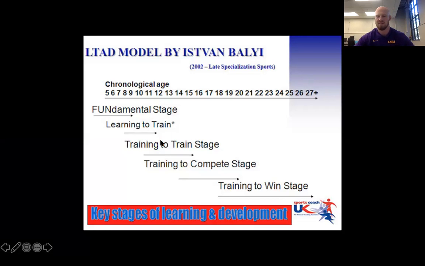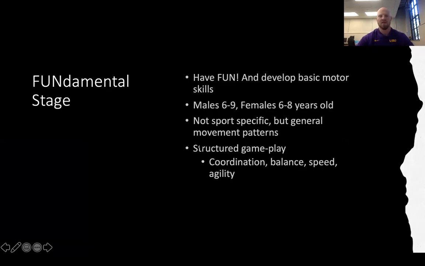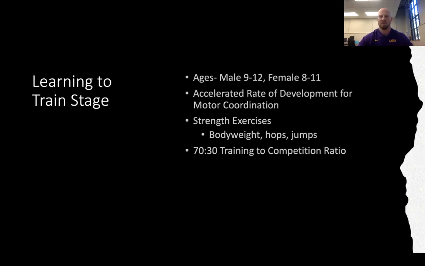It's a little different, obviously, because this is chronological age, and we talked about developmental age and peak height velocity, but this is just a good basis of when you can develop each of these training stages. So the fundamental stage is about having fun, developing basic motor skills. Males ages 6 to 9, females 6 to 8. It's not sport specific yet, but it's developing those general movement patterns with structured gameplay, and that allows for coordination, balance, speed, and agility.